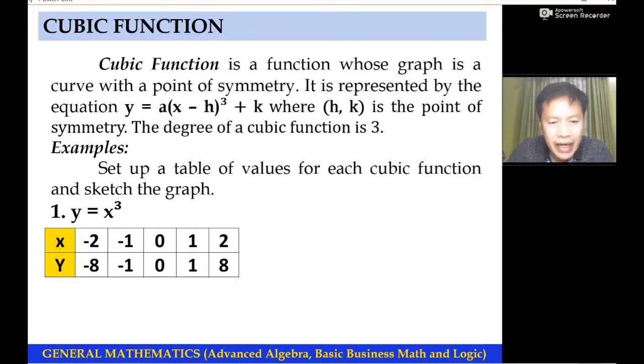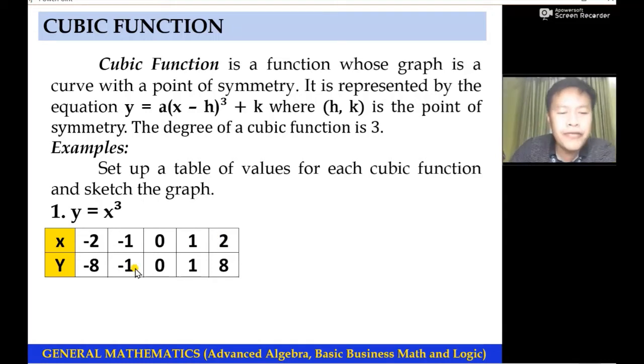in which if you're going to look for the preceding value of x, you're going to consider the abscissa of the point of symmetry. You have 0 minus 1 is negative 1. Then negative 1 minus 1 is negative 2. Then here, the values of x to the right of point of symmetry, just add 1. So 0 plus 1 is 1. Then 1 plus 1 is 2. Therefore, our x values are already arranged in increasing order.